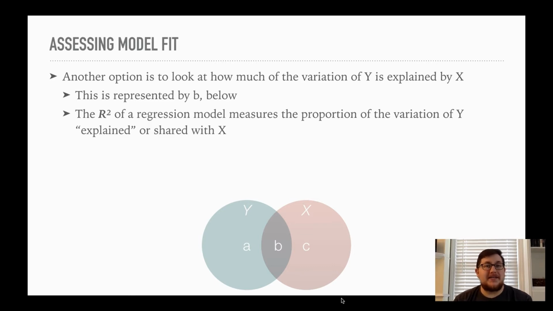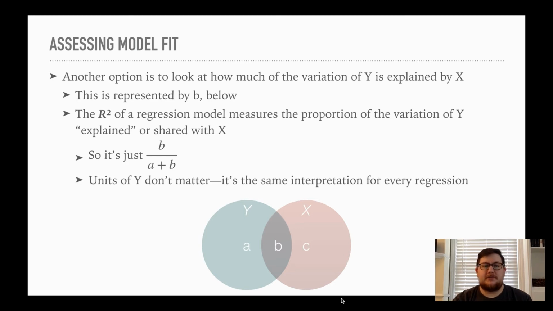So what this is, it's actually called R squared. The R squared value of a regression model measures the proportion, so it's proportion, of the variation of y that is explained or shared with x. Put another way, it's B divided by A plus B, right? So how much of the total portion of y, how much of the total variation of y is covered by x? So B is what portion of A plus B, okay?